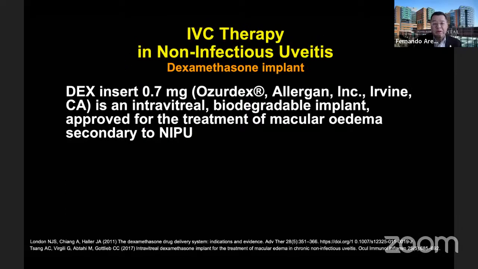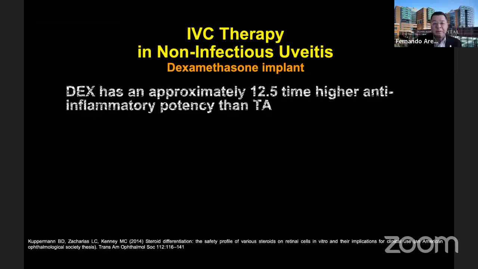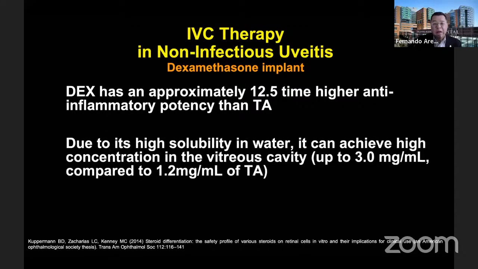Let's talk about the dexamethasone implant first. It is the 700 microgram insert, or Osurdex. It is an intravitreal biodegradable implant approved for the treatment of macular edema secondary to non-infectious posterior uveitis. And it has about 12 times higher anti-inflammatory potency than triamcinolone. And due to its high solubility in water, it can achieve high concentration in the vitreous cavity.